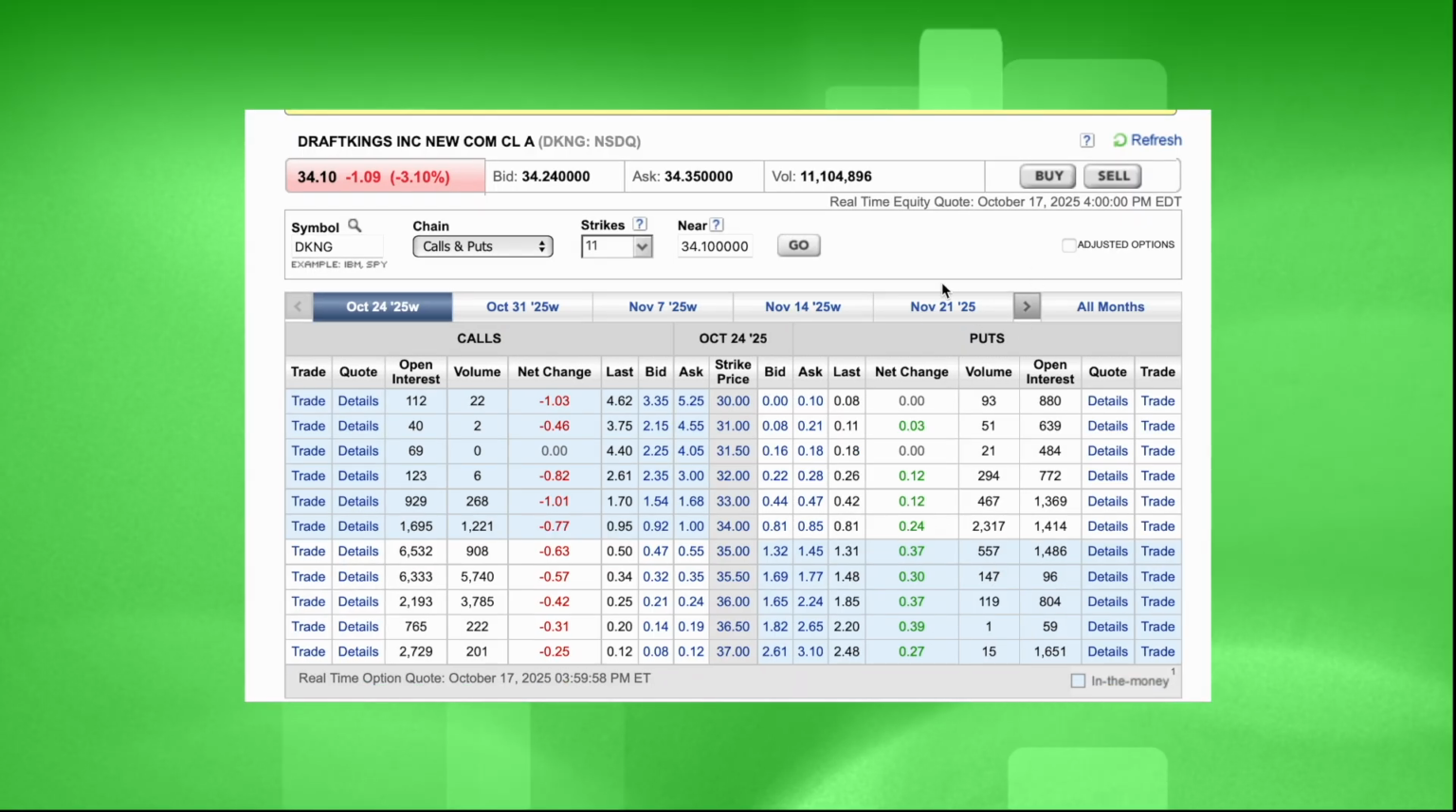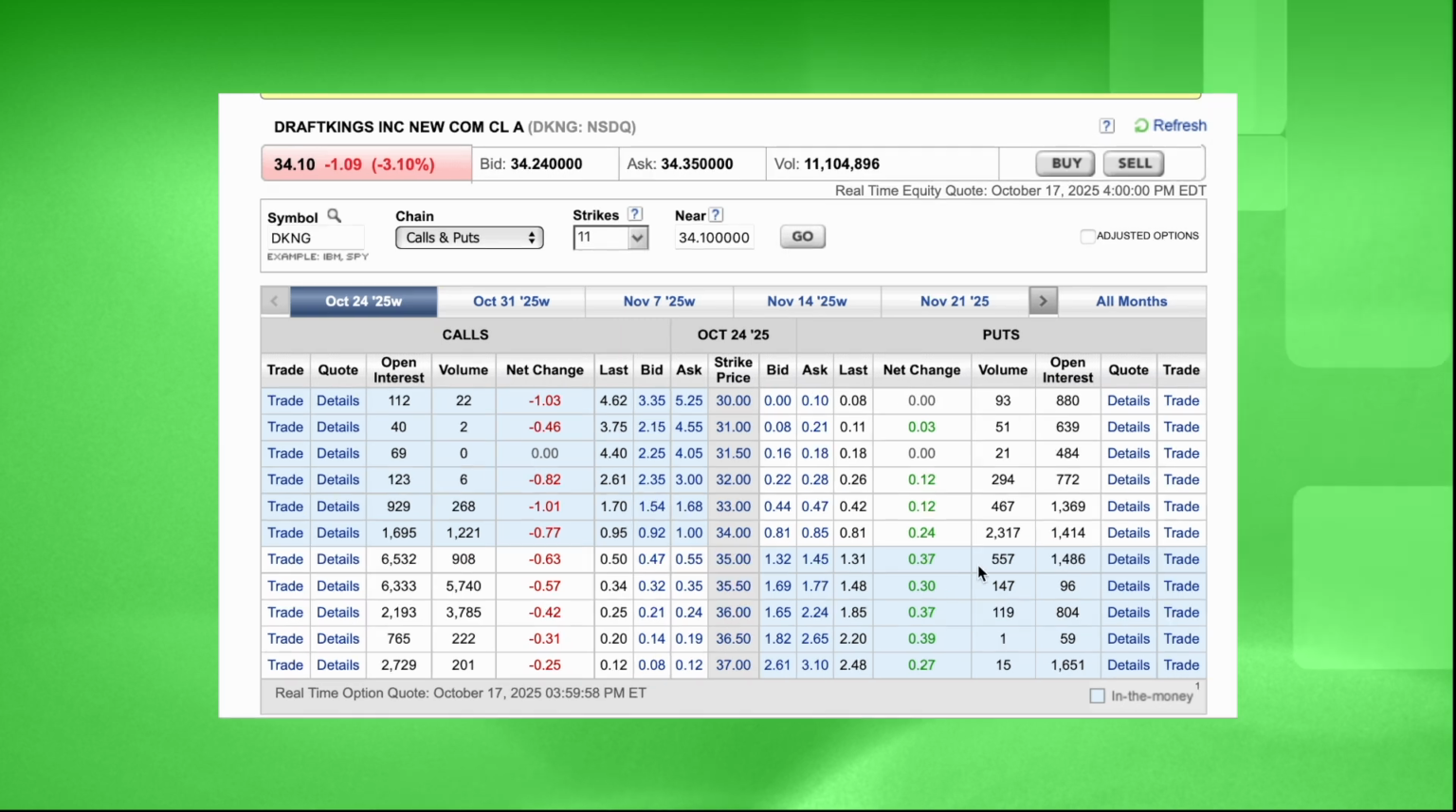And when we look at the put side, we see that DraftKings is trading at $34.10. So the person that placed a $35 put is now in the money because DraftKings is lower than $35. DraftKings is at $34. All of these strike prices here are in the money because DraftKings is lower than all of these strike prices. So the blue lines are in the money. So what does at the money mean? At the money is the exact price that the stock is trading at. So in this case, DraftKings is trading at $34.10. So at the money is $34, which is right here.